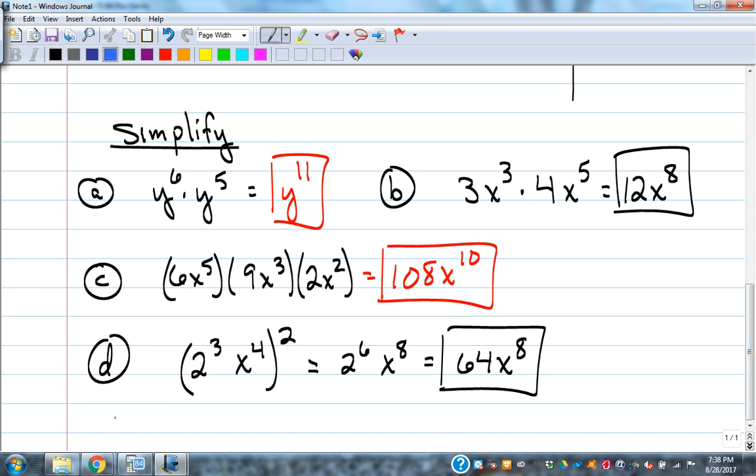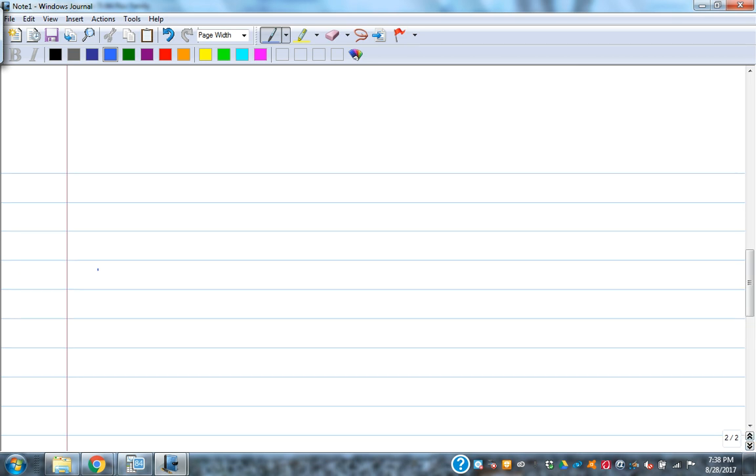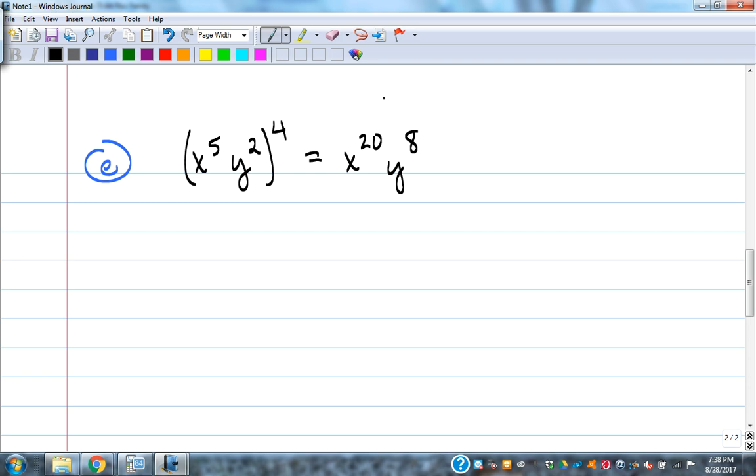All right. Example E. X to the 5th, y squared, to the 4th. Good job. X to the 20, y to the 8. Multiply, distributive property style. Real simple.